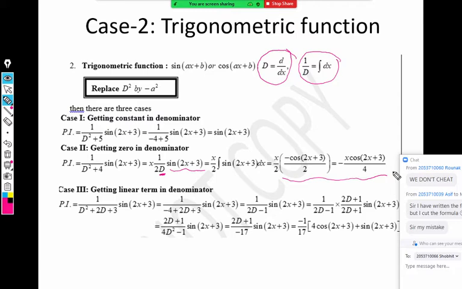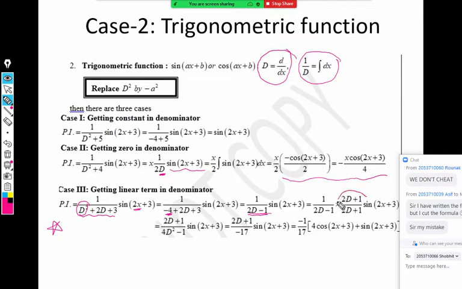And the last case, case number 3: it may happen that we get a linear term in the denominator. Suppose phi(D) is of the form D square plus 2D plus 3, and we replace D square by minus 4. So minus 4 plus 3 becomes 2D minus 1, and now we have 1 upon 2D minus 1. Whenever there is a linear term in the denominator, we have to rationalize, that is, multiply by the conjugate of the denominator.